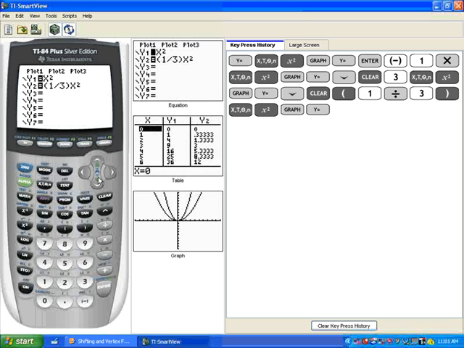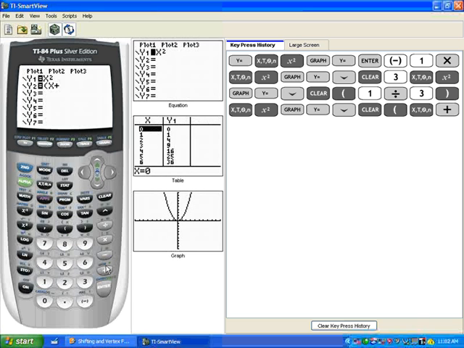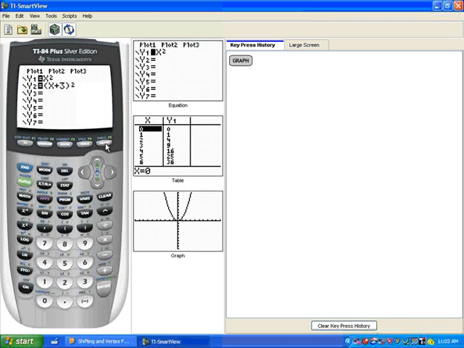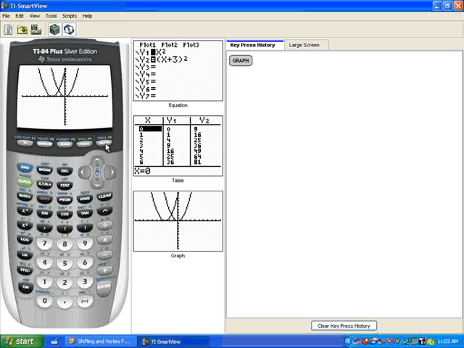Going back to the y equals screen, clearing out what was there, putting up some parentheses, and we'll go with x plus 3 for starters. Don't forget to close the parentheses. Don't forget the square because it is quadratic. Now when we hit the graph button, we see the graph has been moved. And specifically, it's been moved horizontally to the left.